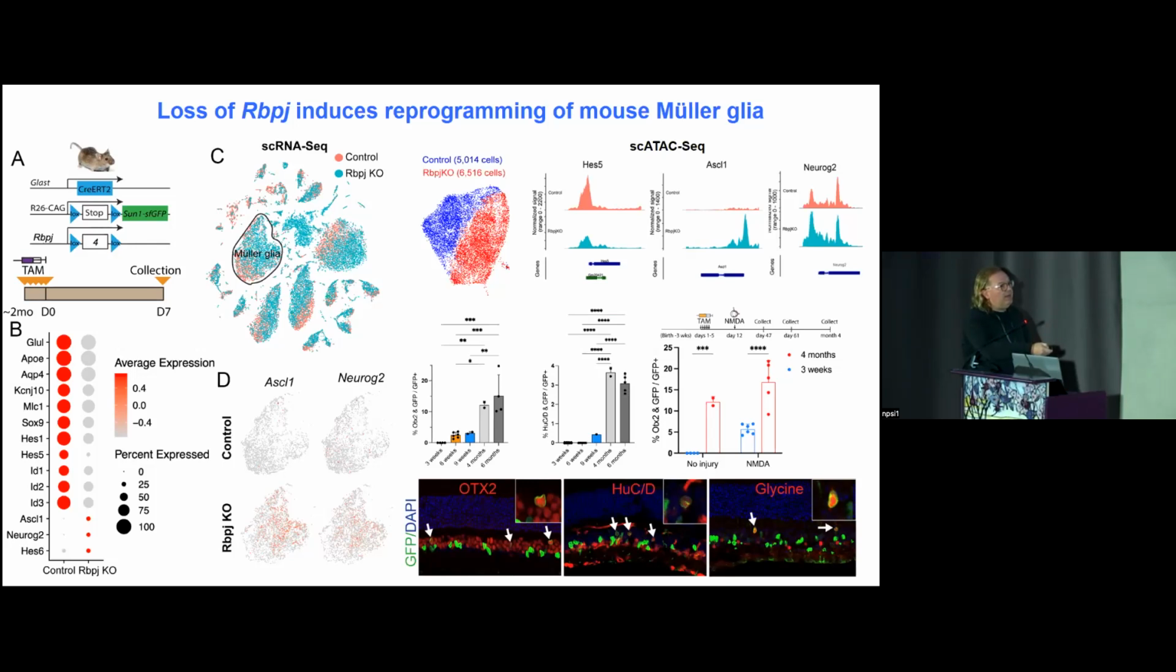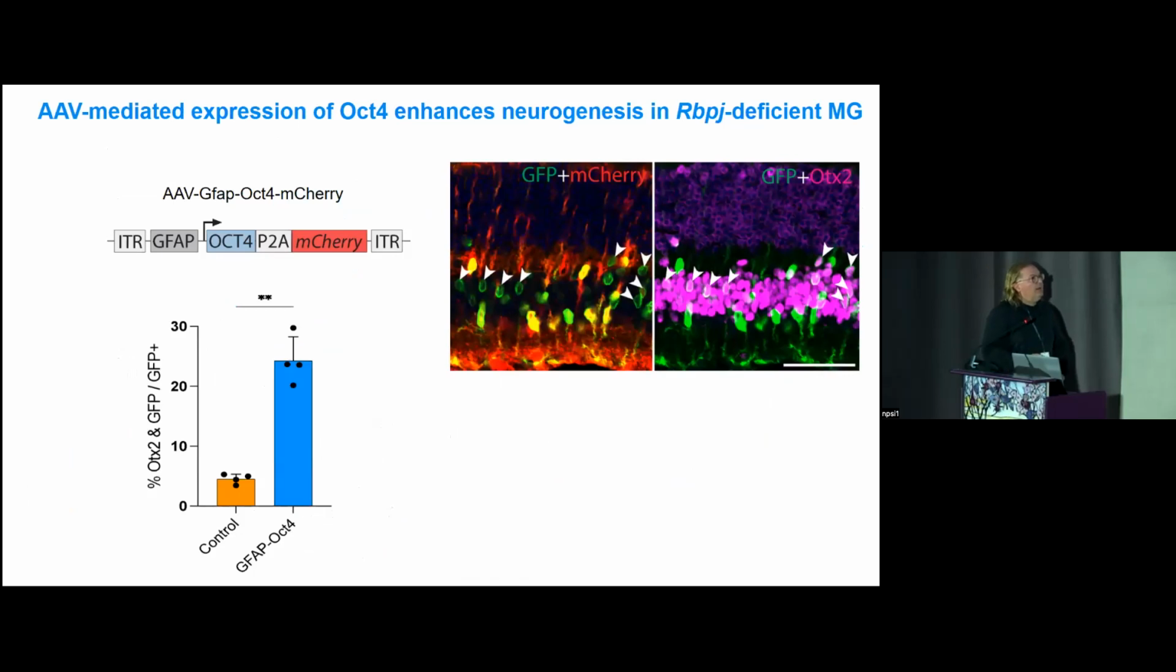Following injury, we actually see substantially higher levels. And this just shows you some of the actual data. Now, can we improve this? We can, and we can do this by viral misexpression of OCT4. OCT4, as everyone knows, is a Yamanaka factor, expressed in ES cells, that drives pluripotency.